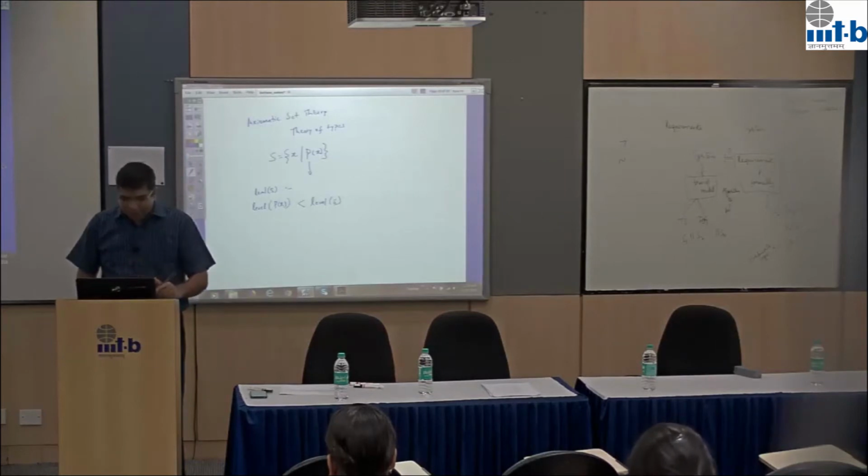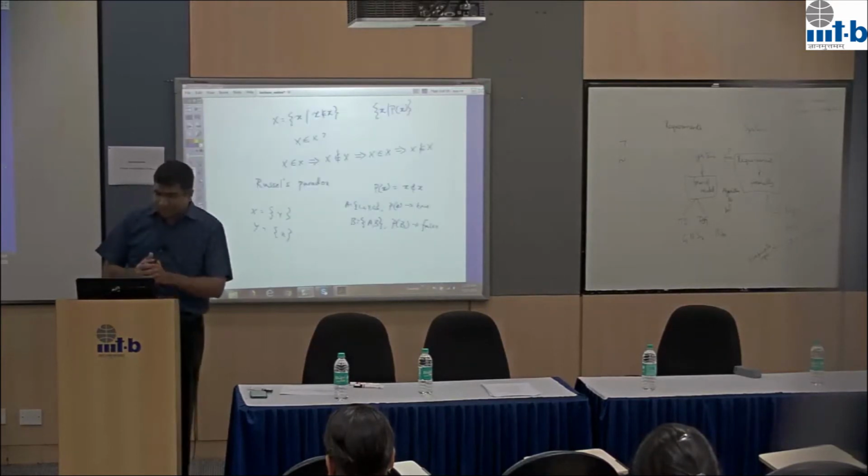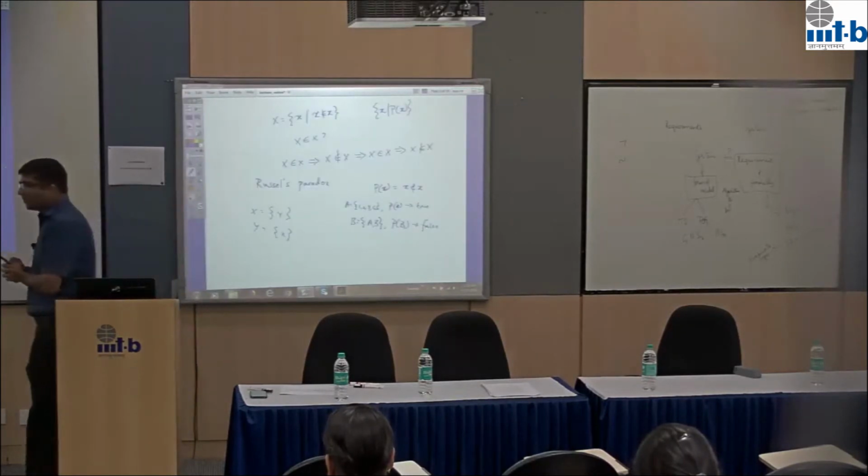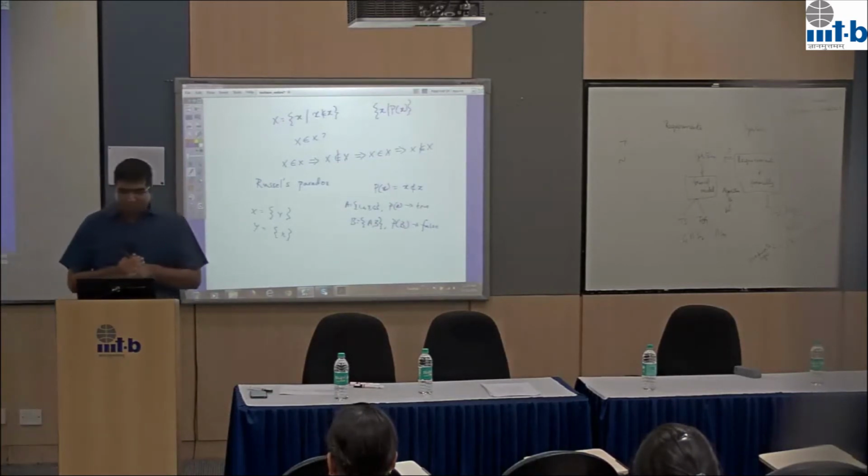Then I talked about axiomatic set theory, theory of types, and so on, and Russell's paradox, of course, about well-founded sets. Okay. So what is Russell's paradox? The set of all well-founded sets does not exist or cannot exist, right? Why?